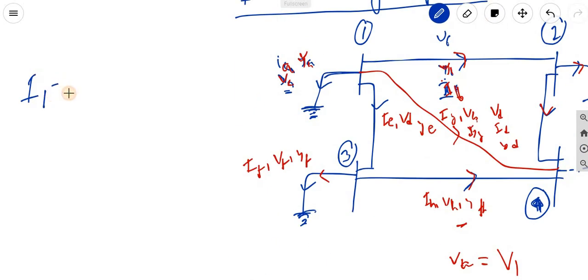So I1 is IA, IB, and IE, IH, IA, IB, and IE. So this is one equation.